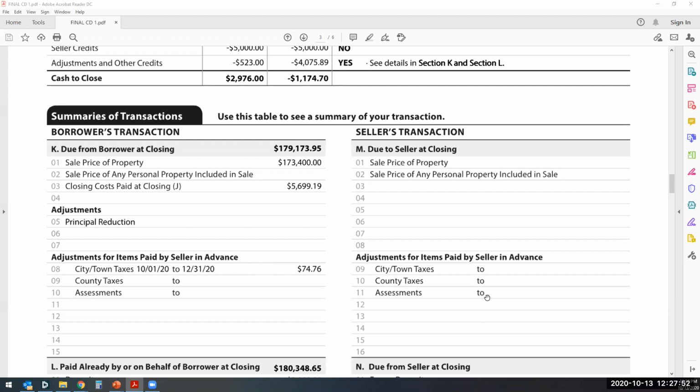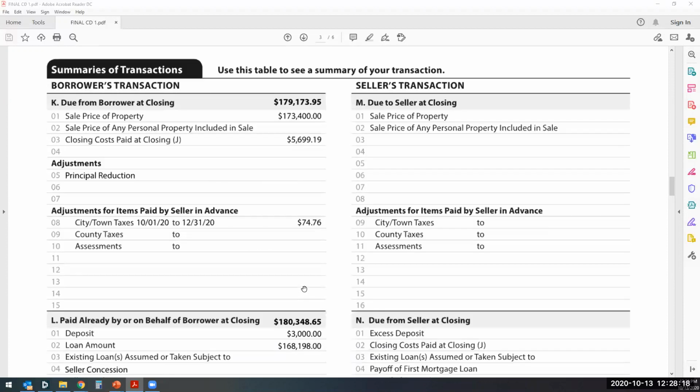Okay, so now we're adding the sales price to the closing costs and the ad valorem taxes, the taxes that the buyer owes the seller. So that's what's due from the borrower at closing. So it's $179,173. Sales price plus closing costs plus the adjustments for the seller's items paid in advance, okay?